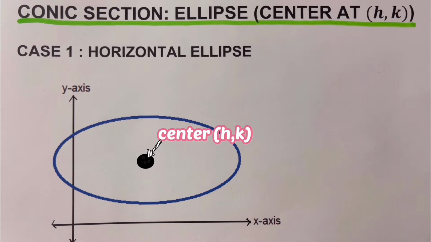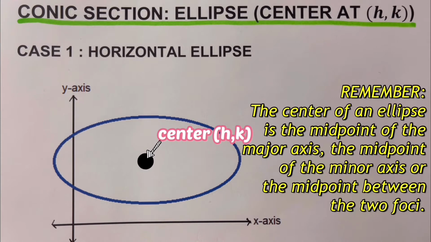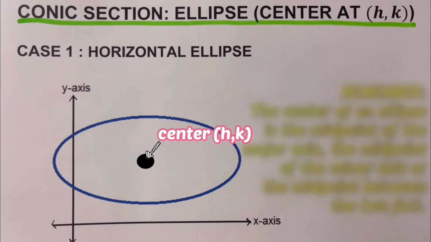This coordinate (h, k) is the reading along the x-axis that is represented as the h, and the reading on the y-axis is represented as the k. Please remember that the center is the midpoint of the major axis. It's also the midpoint of the minor axis, and it's also the midpoint of the two foci.